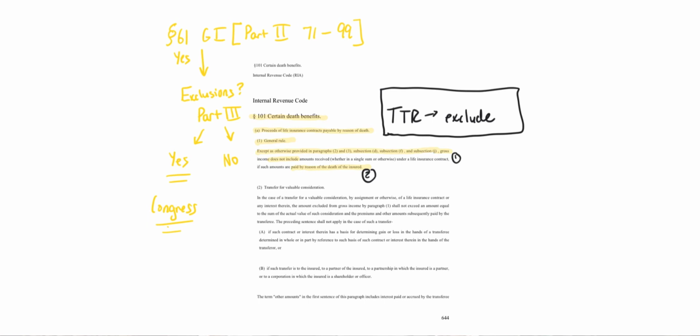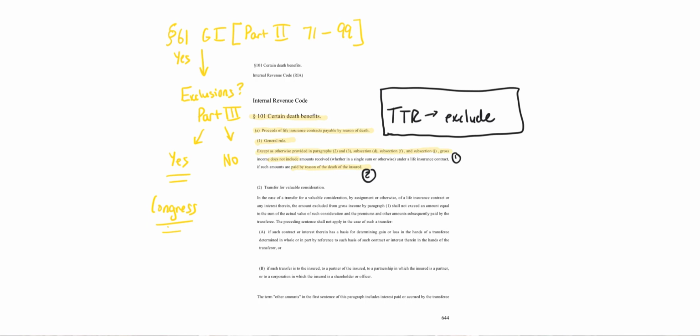Okay? Now look at number 2 here, transfer for valuable consideration. In the case of a transfer for valuable consideration, by assignment or otherwise, of a life insurance contract or any interest therein, the amount excluded from gross income by paragraph 1 shall not exceed an amount equal to the sum of the actual value of consideration of premiums and other amounts subsequently paid by a transferee. So what is this saying?